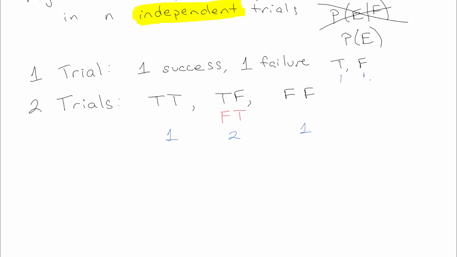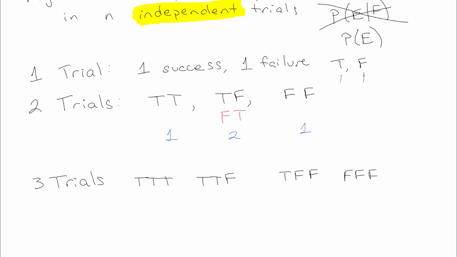Okay, so let's say we have three trials. And again, we're flipping a coin or true-false questions or whatever. So with three trials, we can get true, true, true. We could get true, true, false. We could get true, false, false. Or we could get false, false, false.